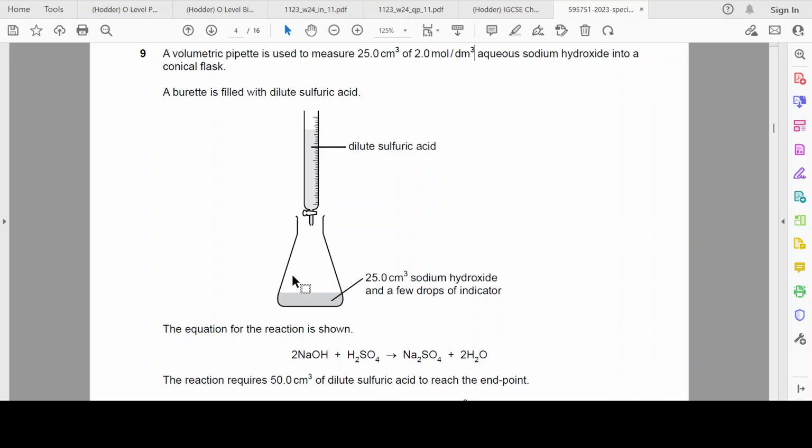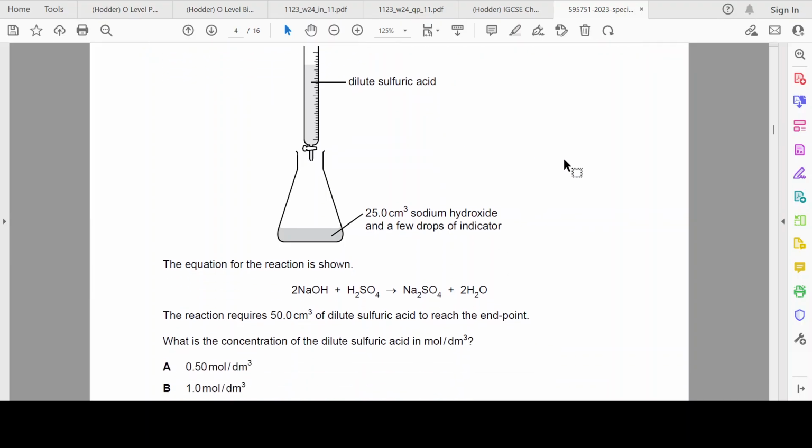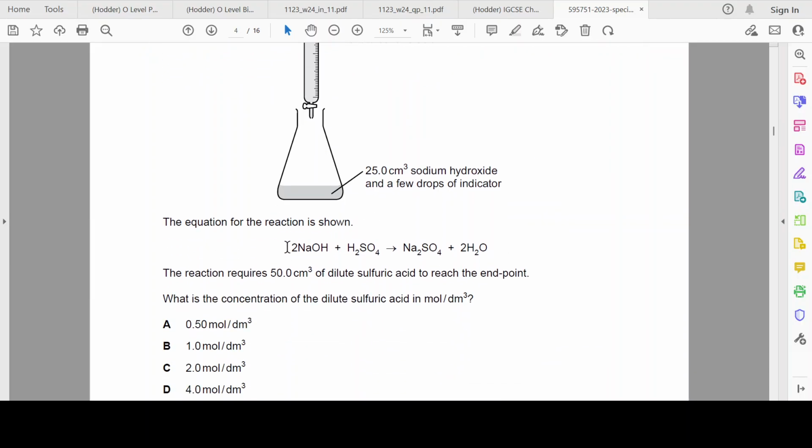A burette is filled with dilute sulfuric acid. The equation is shown here, so you have 2 moles of sodium hydroxide reacting with 1 mole of acid. The reaction requires 50 cm³ of dilute sulfuric acid to reach the end point. What is the concentration of the dilute sulfuric acid in mol per dm³?